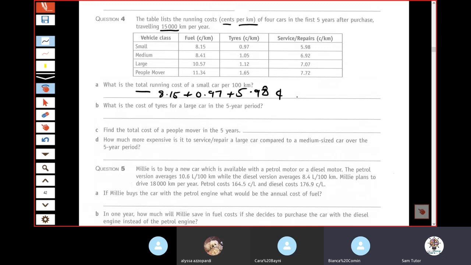That's cents per kilometre. If you're running for 100 kilometres, you just times that whole number by 100. You could have done them individually, times 100, times 100, times 100, and then added it, but I like to do it this way. Does that make sense? Times 100, divided by 100 to get it back into dollars. Remember, these are in cents. So it costs $15.10.